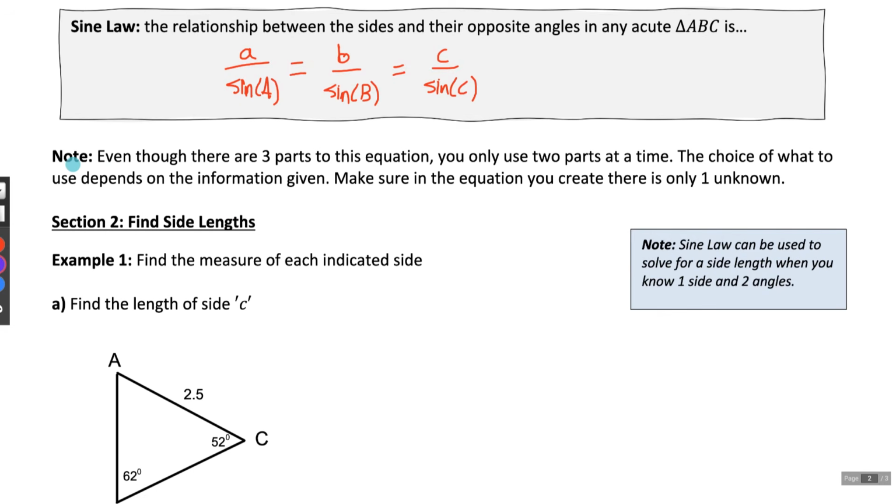I put a note here, even though there are three parts to this equation, right? We have three ratios that are equal. You're only ever going to use two parts at a time. The choice of which two to use depends on what information is given in the question. Make sure whatever equation you create only has one unknown. If you create an equation with more than one unknown, you're not going to be able to solve it. So let's see how this works.